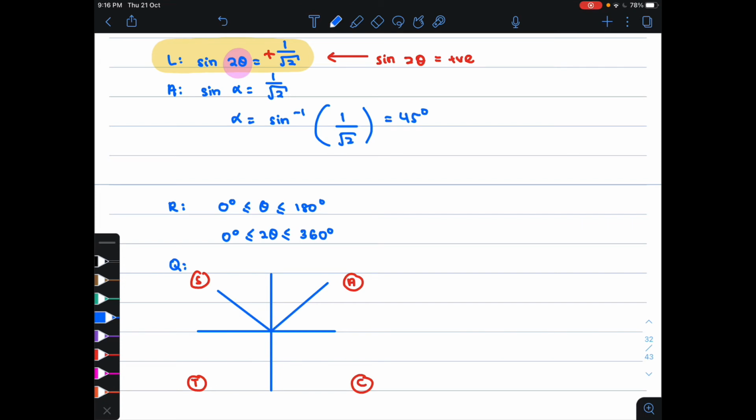So draw a straight line in quadrant 1 and quadrant 2. And as per usual, label your alpha. So alpha is in the shape of a butterfly. So here is alpha and here is alpha.